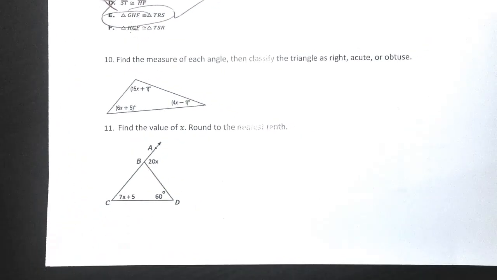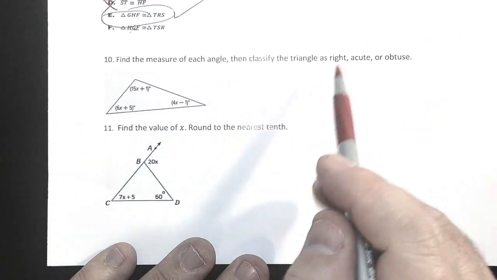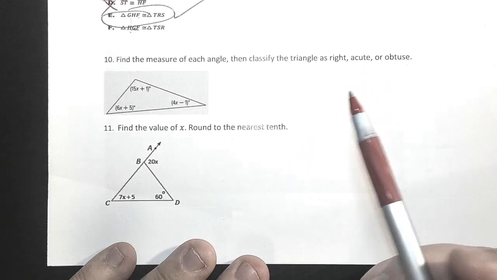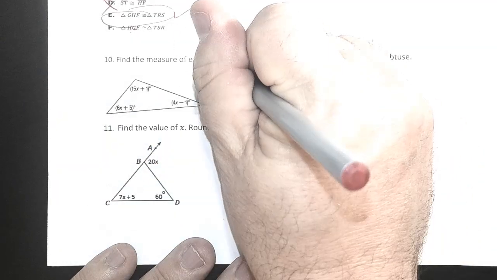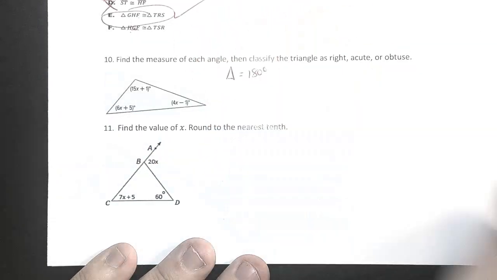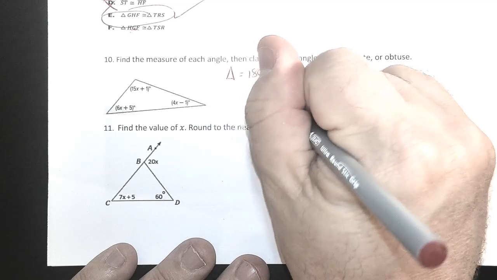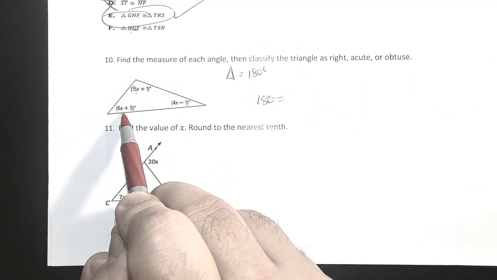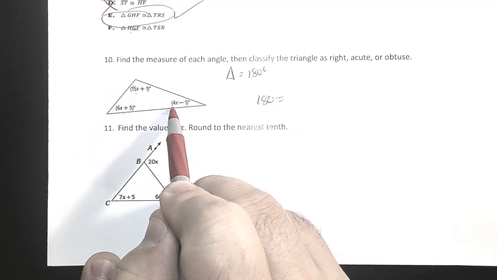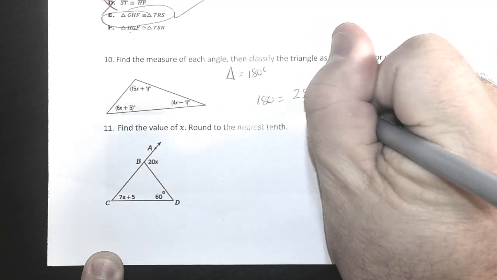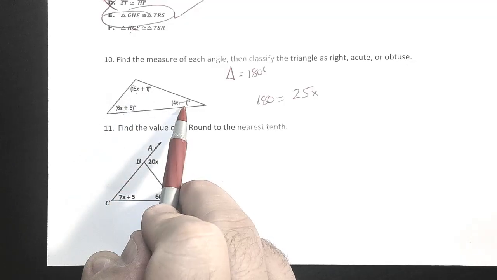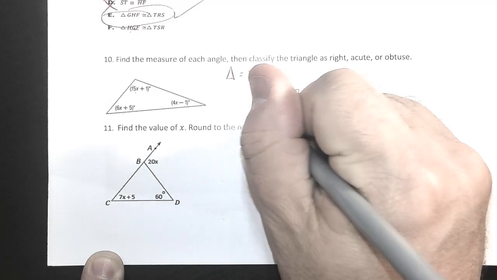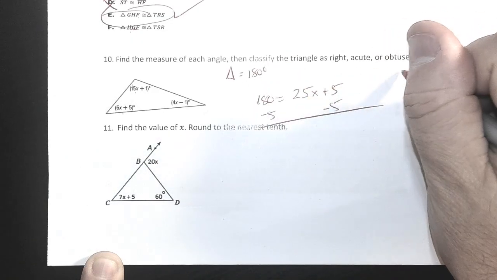Bottom number 10. So they want to know if this is a right, acute, or an obtuse triangle. So we've got to solve for x and plug it in. Well, we know anytime a triangle, it equals 180 degrees, right? So 180 equals, and we're going to combine these. So 15x plus 6x is 21x. 21x plus 4x is 25x. Negative 1 and positive 1 make 0. So that only leaves us with plus 5. So subtract 5 because we want x by itself, excuse me.